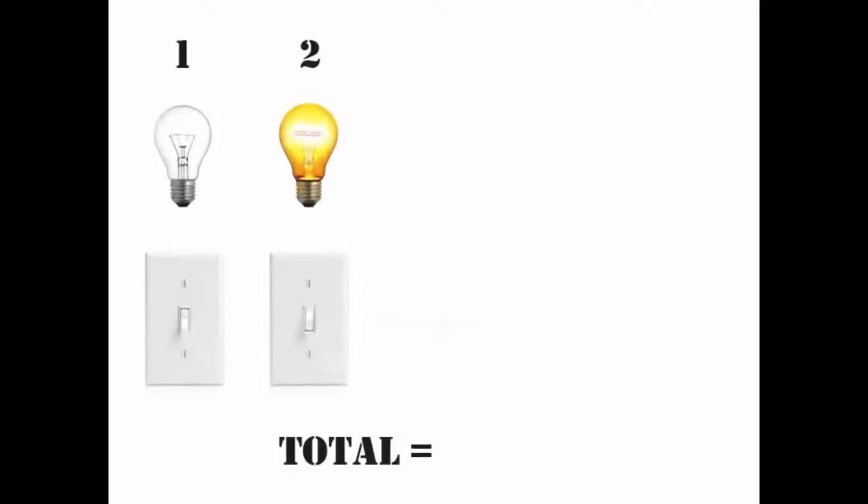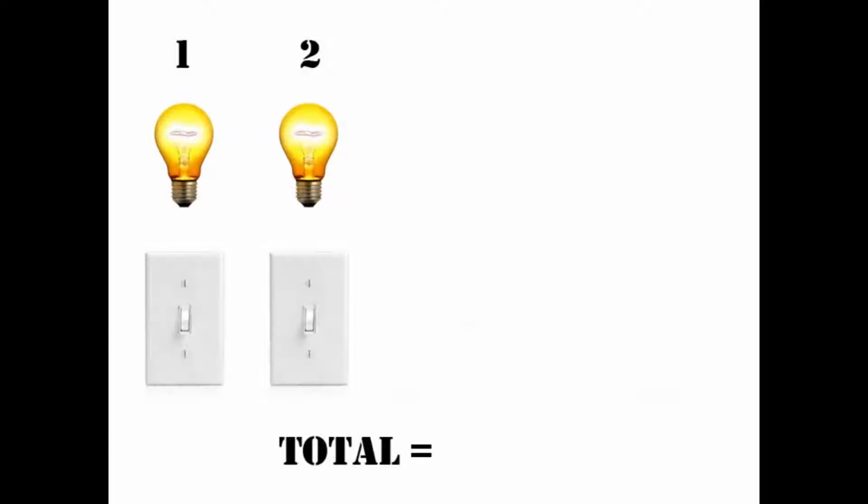So the first light switch is worth 1, the second one is worth 2, and we're only going to count the light switches that are on. Did you come up with a total of 2 because only the second light switch was on? If you did, that's great. If you didn't, hold on, we've got more examples.